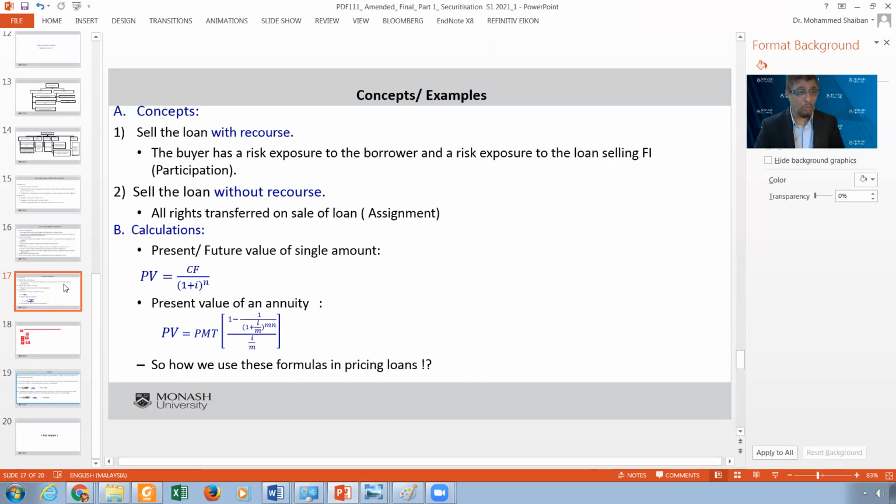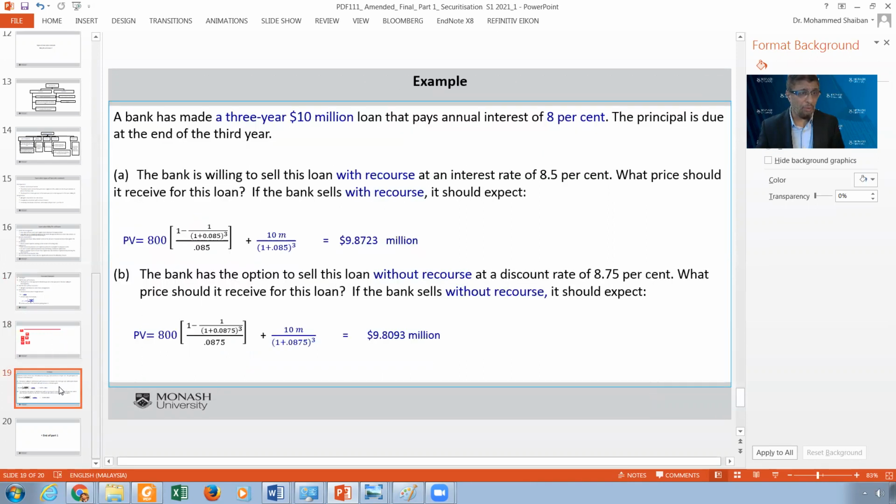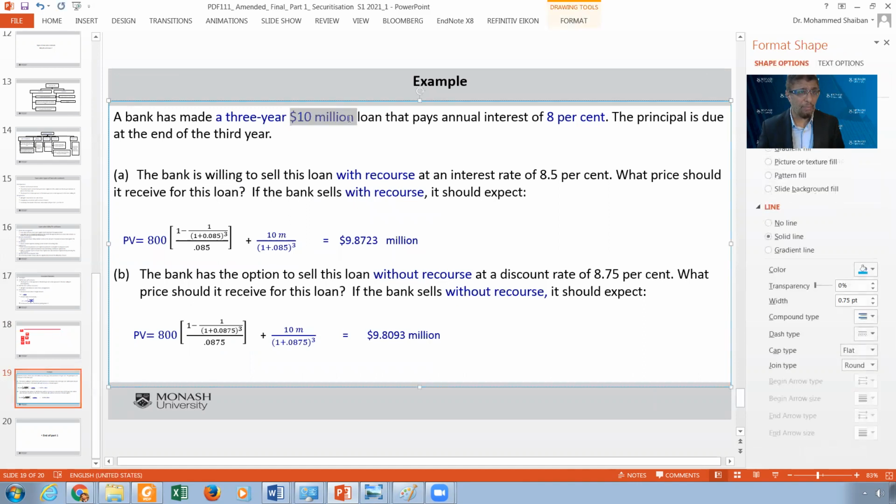And the second thing, which is the most important item in the contract, is how much. How much is a very simple cash flow issue, a time value of money problem, which means you are selling the future cash flow of the interest and the principal. So if you have a loan, for example, of 10 years, 10 million, that is paying 8%, and you want to sell this loan today.